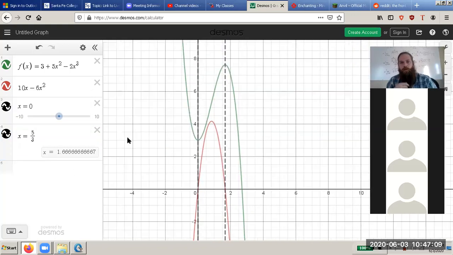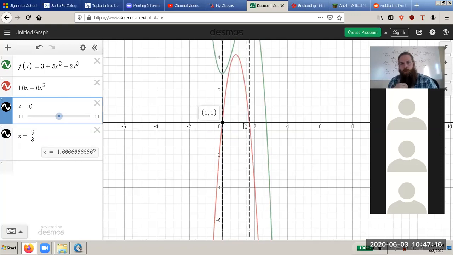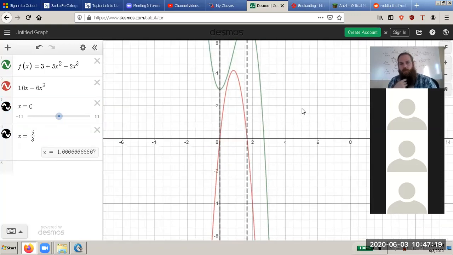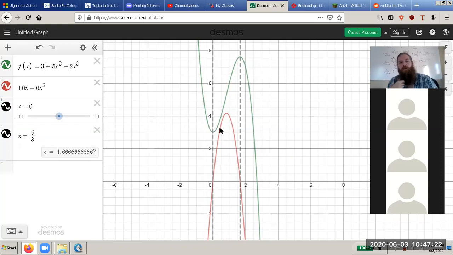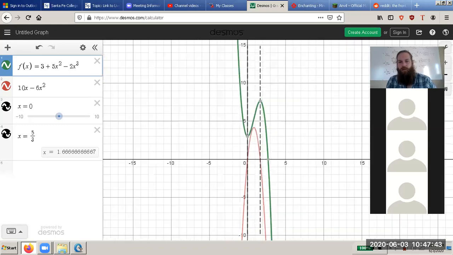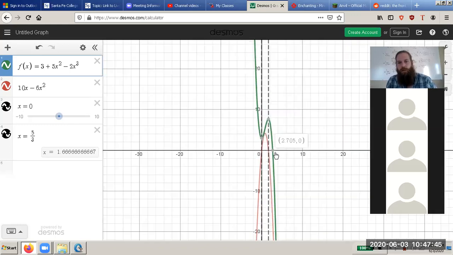So notice that the place where the green function goes from being increasing to decreasing or decreasing to increasing are x-intercepts for the red function. The red function is called the derivative of the green function, and it encodes all of the increasing and decreasing information for the original. If the red function is above the x-axis, then the green function is increasing there. And if the red function is below the x-axis, then the green function will be decreasing there.